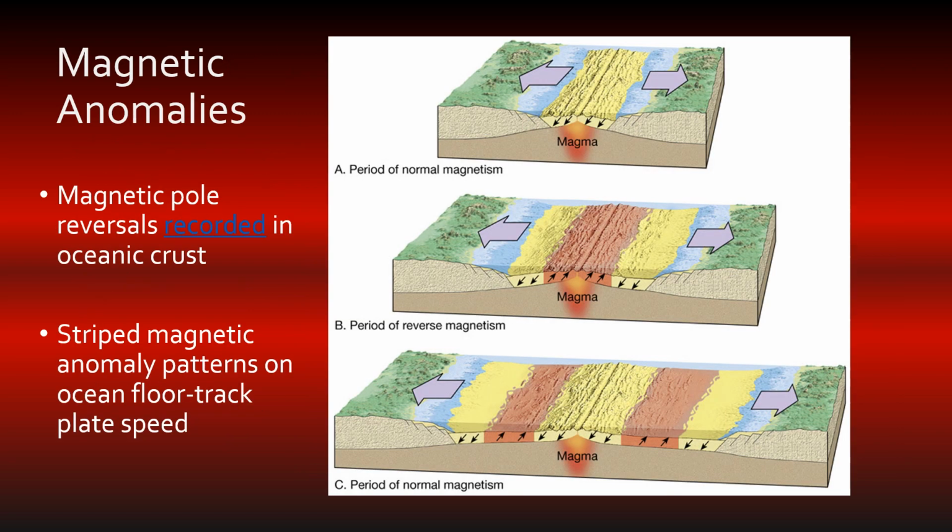All right, so I'm sort of beating a dead horse here, but here's kind of a cartoon version of that. So here's a period of normal magnetism where they're spreading and all the minerals are aligned to the south here, or to the north, I should say. So maybe we're standing north and looking down, because that's normal magnetism. And then reverse magnetism, everything flips. And so this is these yellow and red stripes that we see.